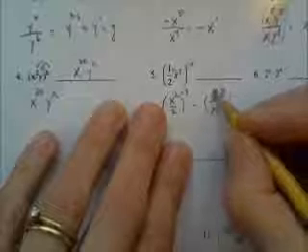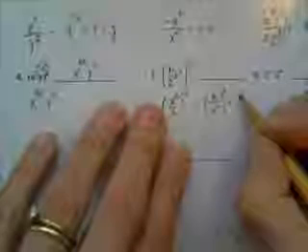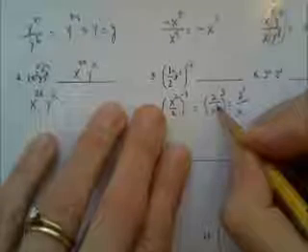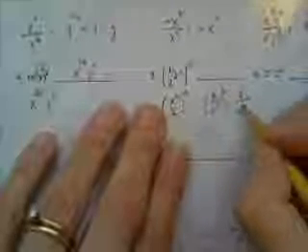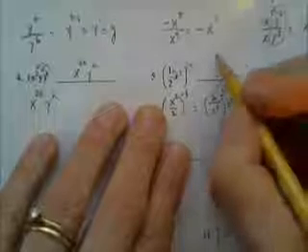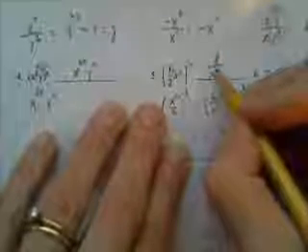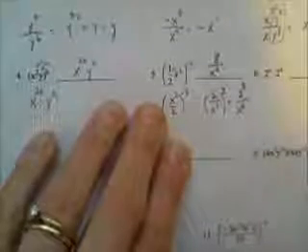This 3 gets applied to the 2 and the x squared, so you have 2 cubed over x to the second to the third, which is x to the 6th. You're going to multiply because that's a power of a power. 2 cubed is 8. X to the 6th is x to the 6th. So we have 8 over x to the 6th power. That's one of the many ways to do this problem.